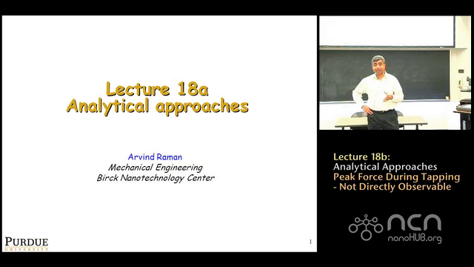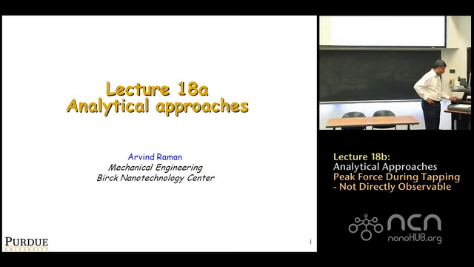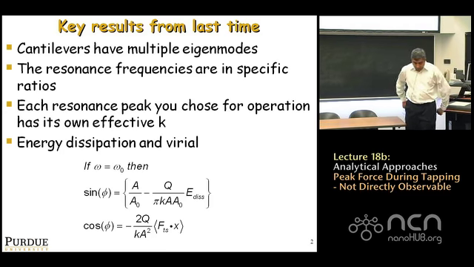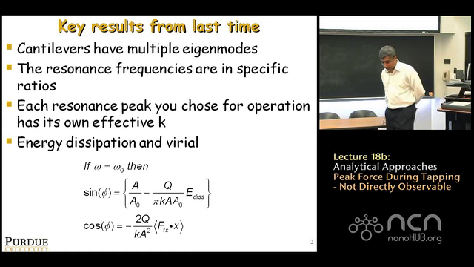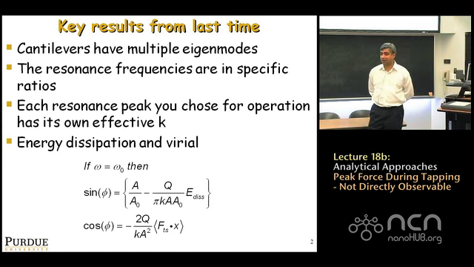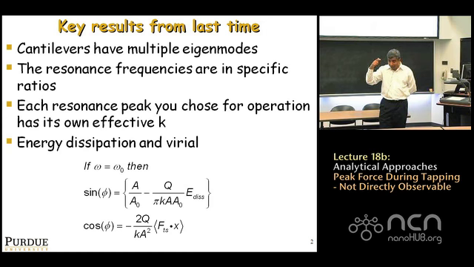nanohub.org. It really set the basis for compositional contrast using atomic force microscopy when you use tapping mode images, right? And so the key conclusions from the lecture last time were the notion that every cantilever has multiple eigenmodes, right? And these happen at certain discrete frequencies. You choose to drive the cantilever at one of those chosen frequencies, and the cantilever vibrates in a characteristic shape.